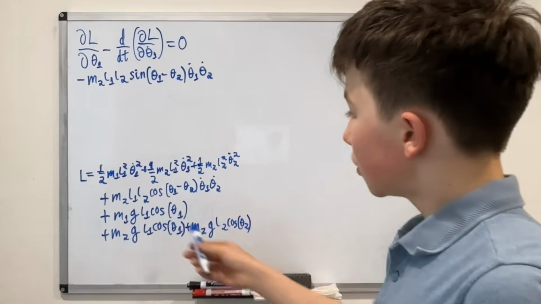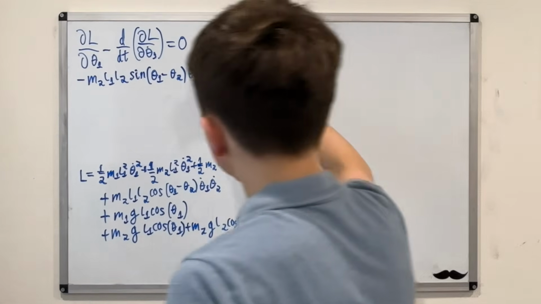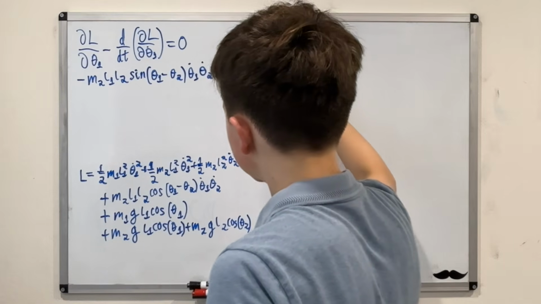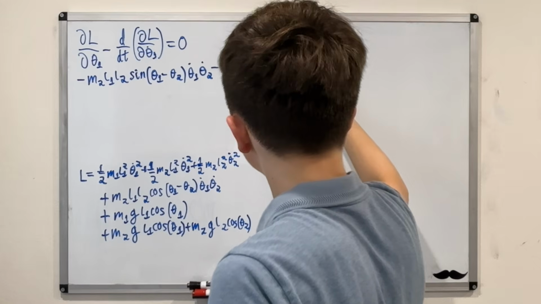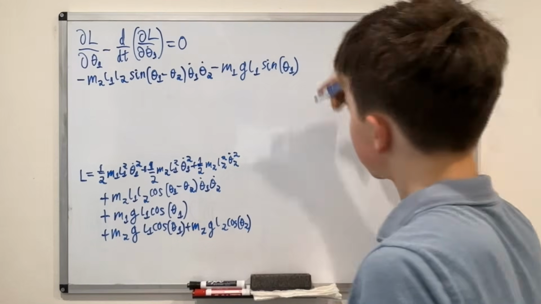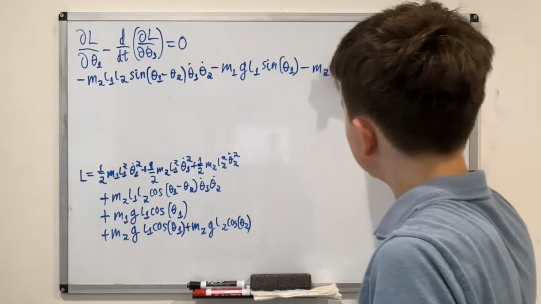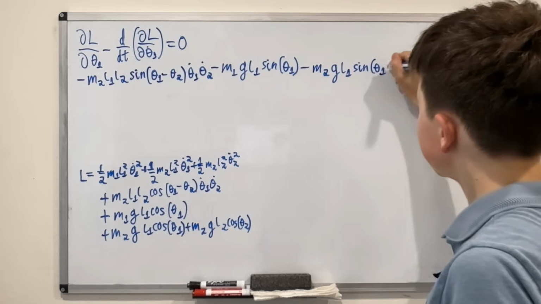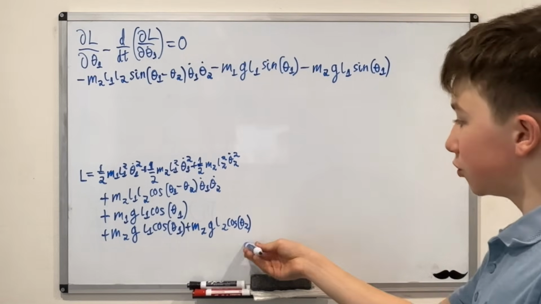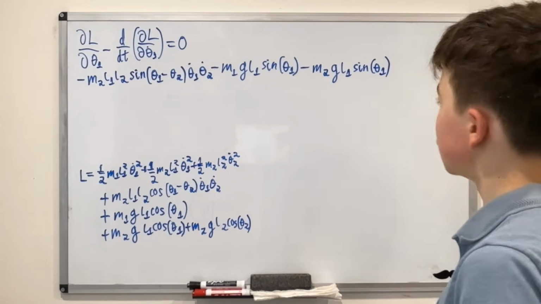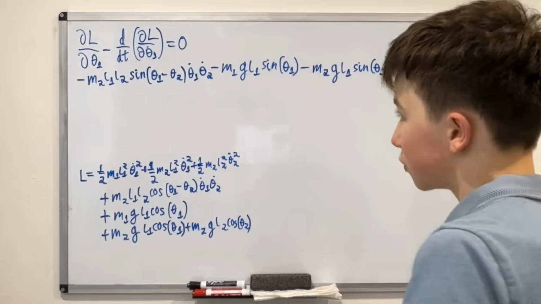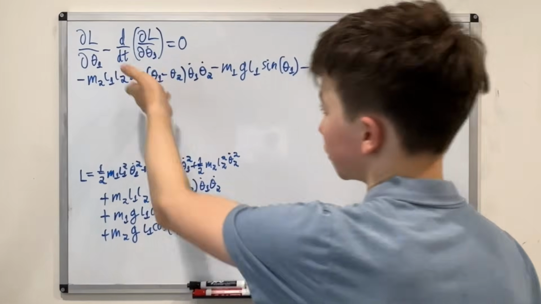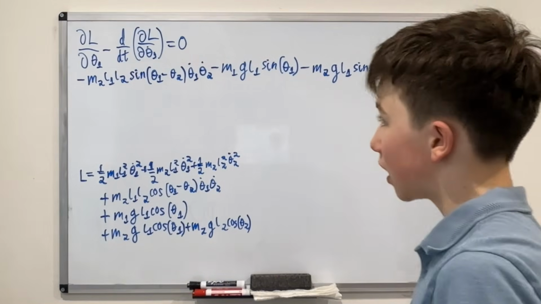Then similarly for this term, the derivative of cosine is negative sine. So we're going to have minus m1 g L1 sine of theta 1. And then very similar for this term, we're going to have negative m2 g L1 sine of theta 1. And then this term we treat as a constant because it makes no reference to theta 1. Okay, so that's the first term of the Euler-Lagrange equation. Now here we're going to have to do two steps. First, differentiate the Lagrangian with respect to theta 1 dot, and then differentiate that with respect to time.